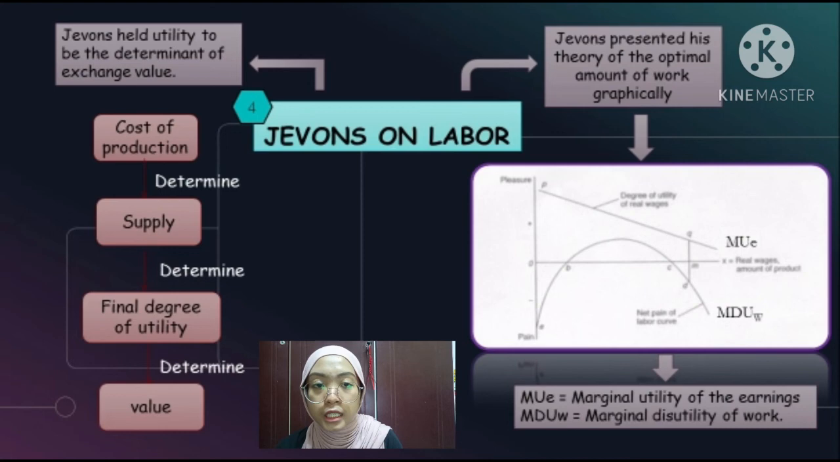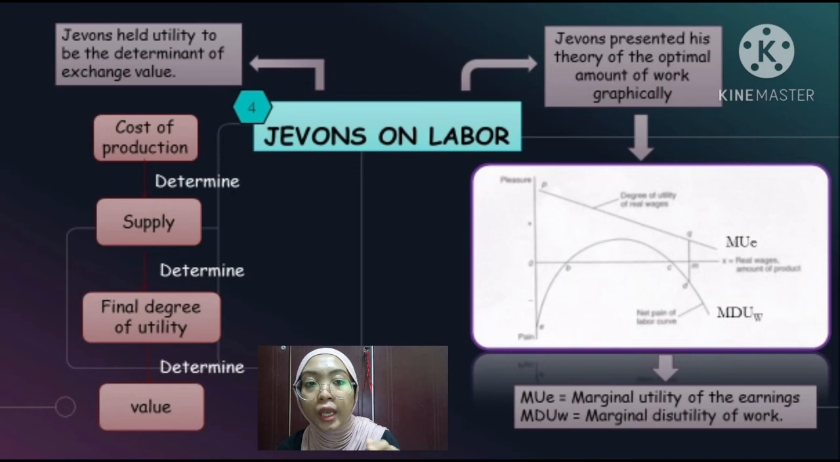At the point M, where QM equals DM, the pleasure gained from the earnings associated with the last unit of work is exactly equal to the pain of the labor, which is MUE equals MDUW. As a result, M is the optimal amount of work that a worker can do in the workday.